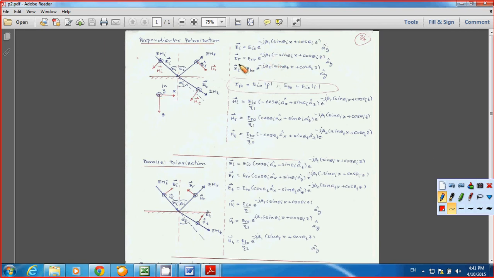And now ER has become our amplitude of the reflected wave, the reflected electric field. And now you take a look at the direction of propagation. You have ER here, so your ER just comes to play this way.